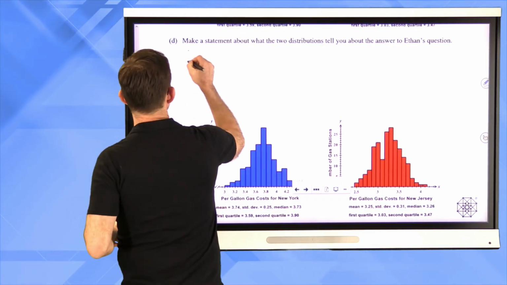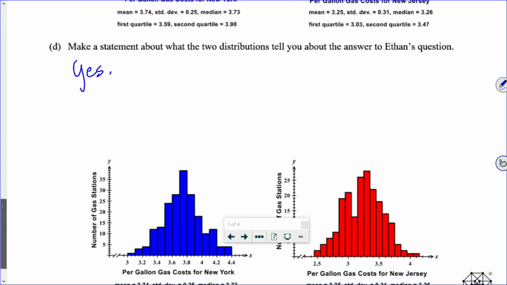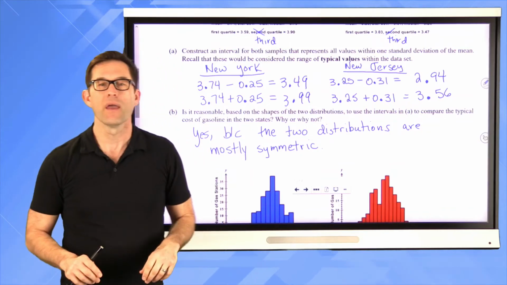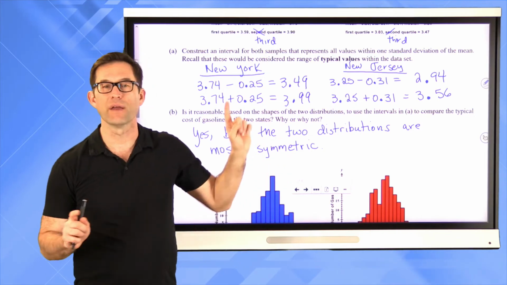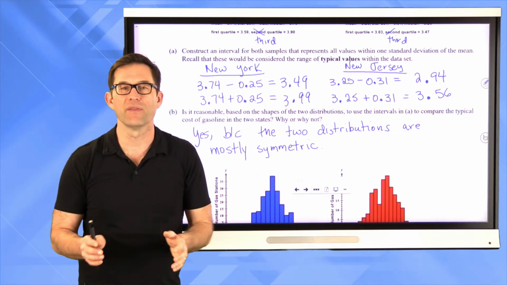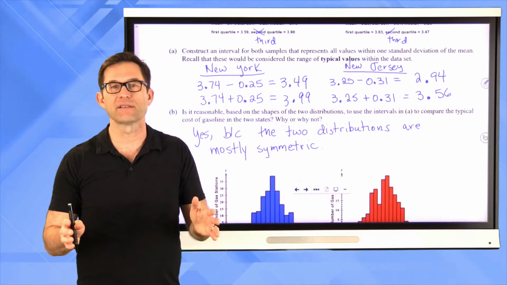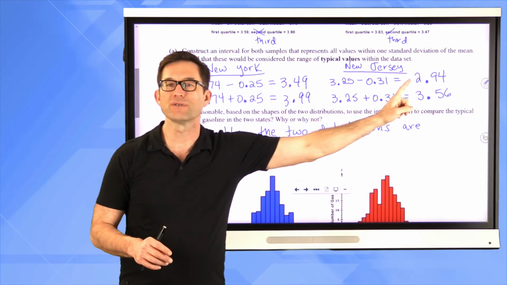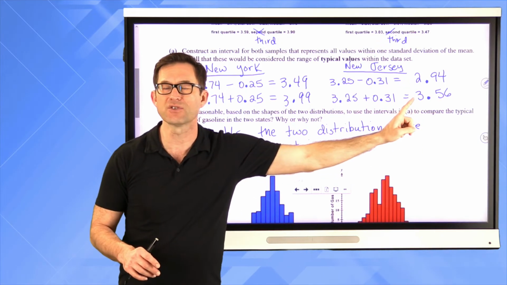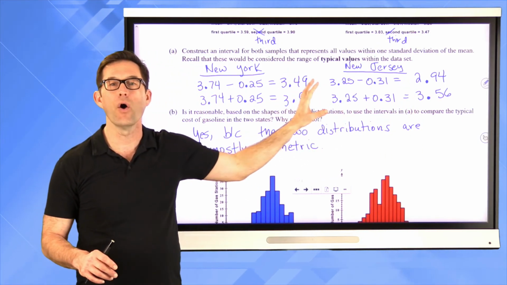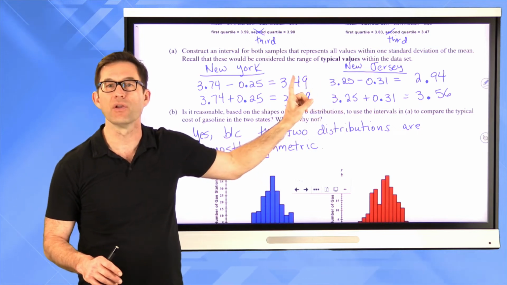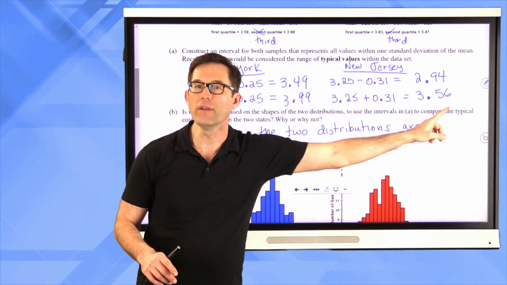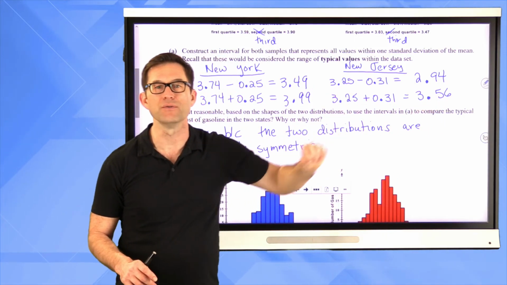And it's pretty easy to see that by looking at those intervals of typical values. If we look at the intervals of typical values, these are like what you expect. Two-thirds of all the gas stations in New York are going to have a price per gallon between these two, and two-thirds in New Jersey are going to have a price between these two, and there is very little overlap between these. The lowest typical value for New York is 3.49, and that would be really close to the top of typical values in New Jersey.